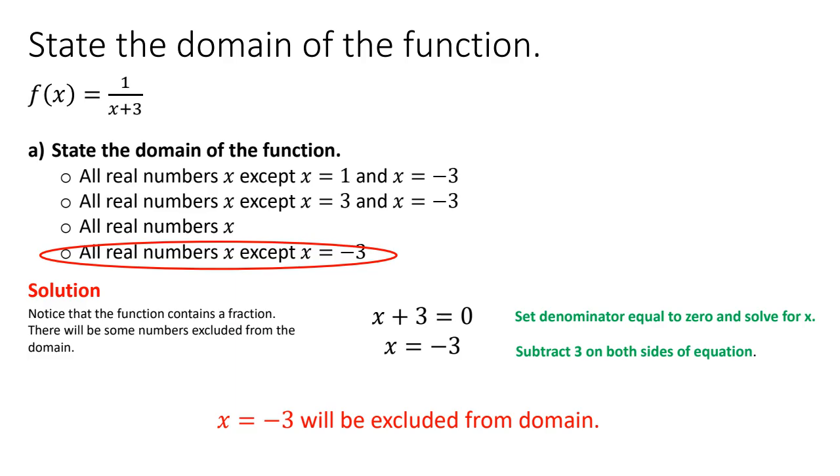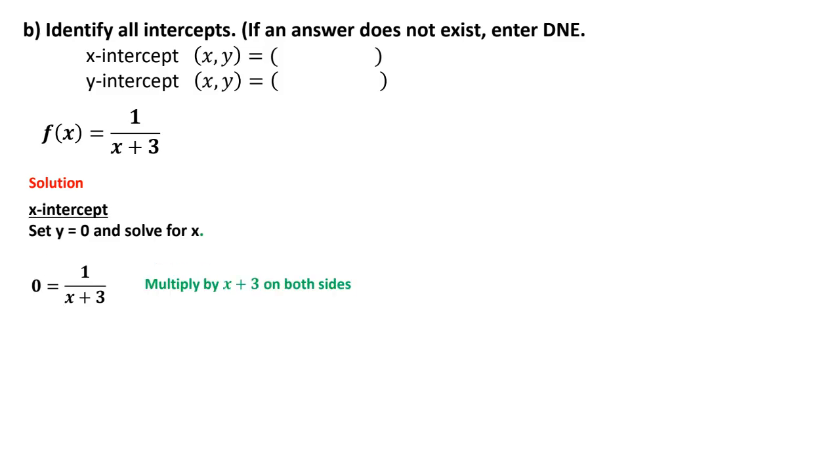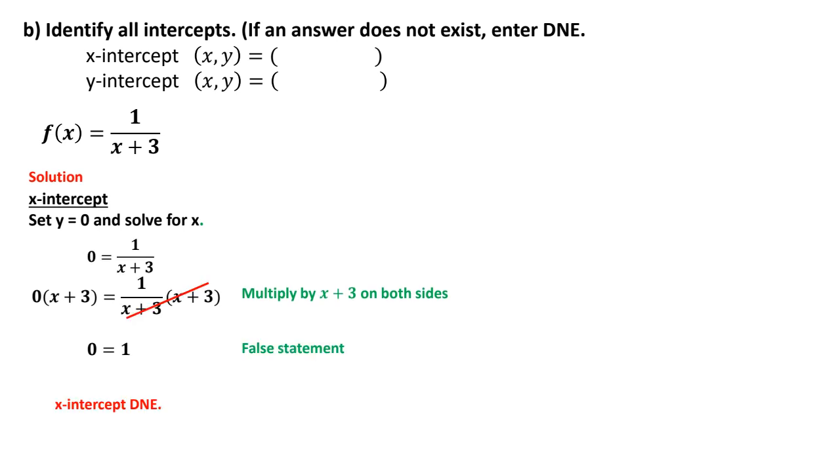All right. So now let's go ahead and find our x-intercepts and y-intercepts. Again, to find our x-intercept, we're going to set y equals 0 and solve for x. So let's go ahead and do that. I'm going to multiply by x plus 3 on both sides. And when I do this, I get a false statement. 0 is not equal to 1.